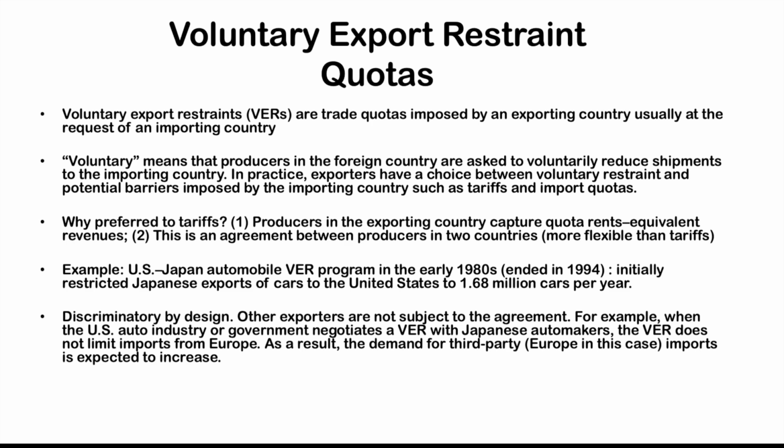One example of a VER was the US-Japan automobile VER program in the early 80s that ended in 1994. Initially, it was meant to restrict Japanese exports of cars to the United States. VERs are discriminatory by design. That is because other exporters are not subject to agreements like that. For example, when the VER was negotiated with Japanese automakers, it did not limit imports from other countries, for example, countries of Europe. As a result, the demand for third-party or European imports increased.